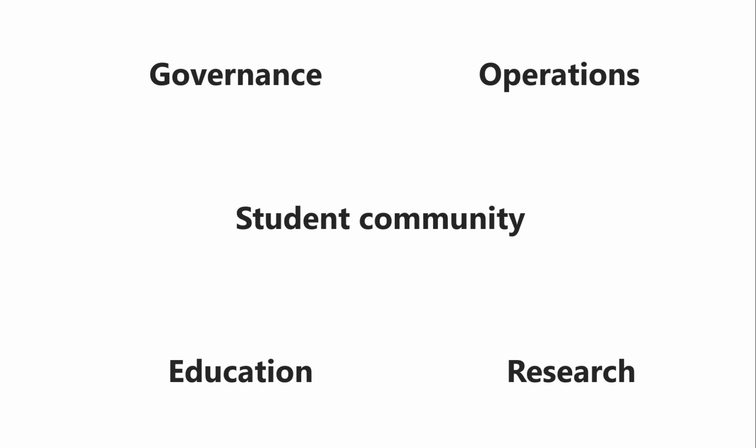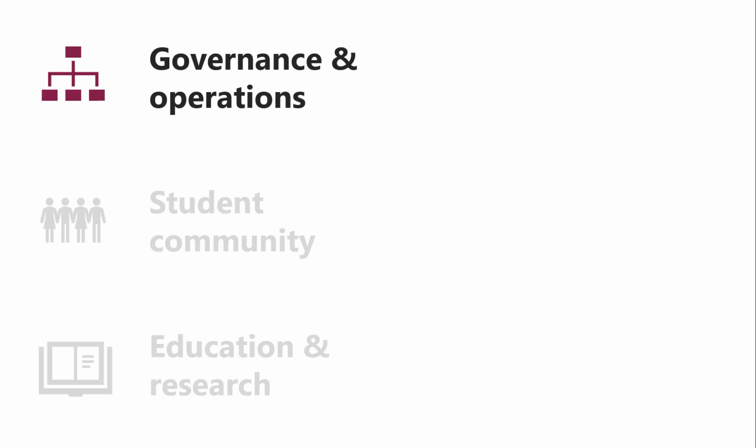Let's have an in-depth look at each dimension. Let's first have a look at governance and operations. For the sake of simplicity, we combined these 2 dimensions. Here you may come across a sustainability report that presents data on how well your university performs on sustainability. This report often also includes information on what sustainability initiatives exist and activities that were done in the past years.